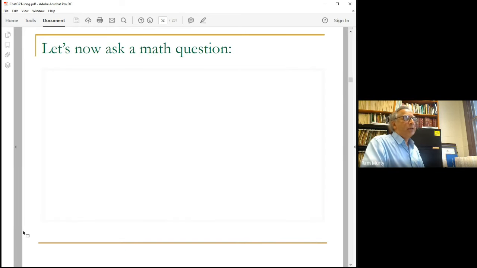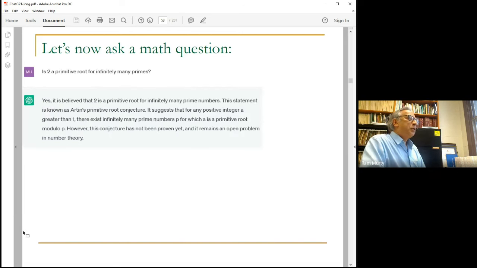So let's ask a math question. And this time I wanted to pick a question which is close to my area of research so that I can figure out whether it's accurate or not. So, is 2 a primitive root for infinitely many primes, I asked it. Yes, it is believed that 2 is a primitive root for infinitely many prime numbers.